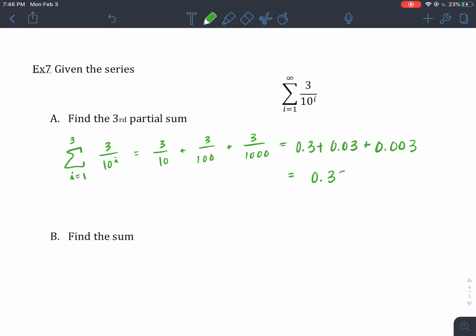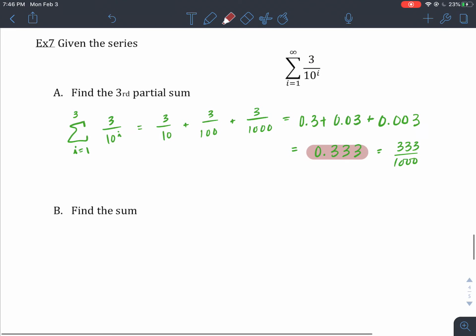0.003. So we get 0.333, not repeating. Or as a fraction, 333 over 1,000. But I actually want to leave it like this. So it's a non-repeating decimal. It stops. It's 0.333 stop. But that's our third partial sum. And you might already start to see how we're going to do this final full sum of the infinite series.